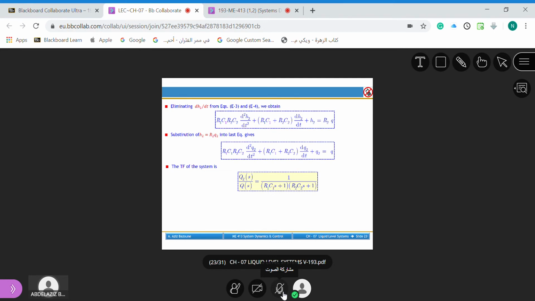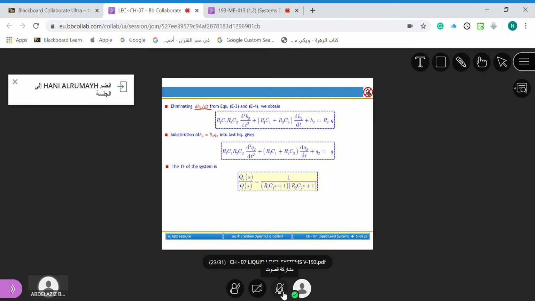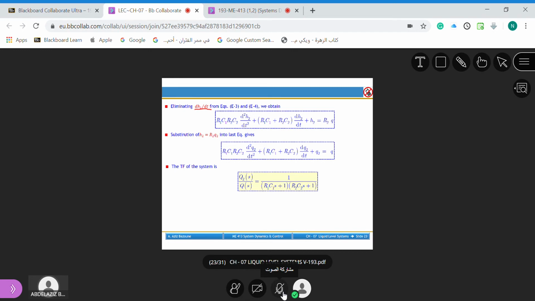So at the end of the day, if we eliminate dH1 over dt from the previous equation, we got this equation: R1 C1 R2 C2, the second derivative of H2 with respect to time, plus R1 C1 plus R2 C2, dH2 over dt plus H2 is equal to R2Q. Now you see, we have only Q and we have H2.